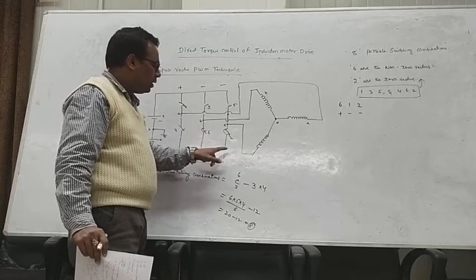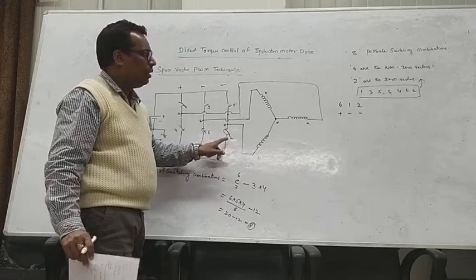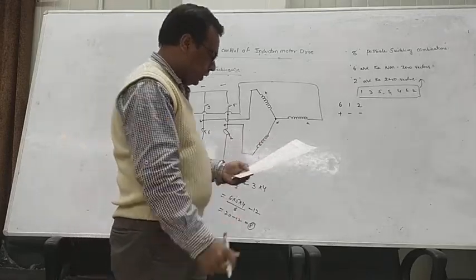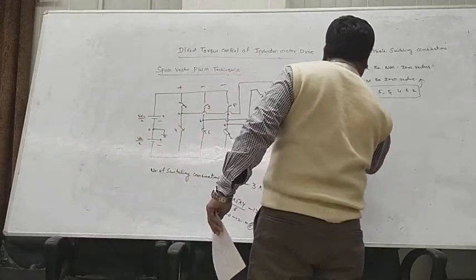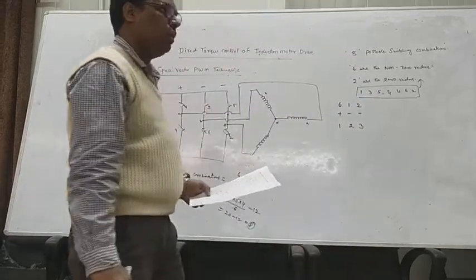And in phase C, the switching device 2 is turned on. Let us see another group. For example, we may consider the next group, 1, 2, 3. The next sequence is 1, 2, 3.